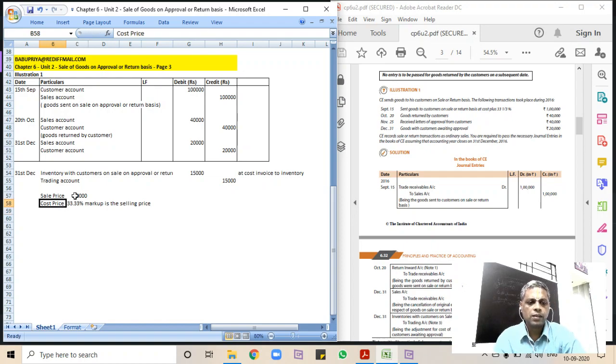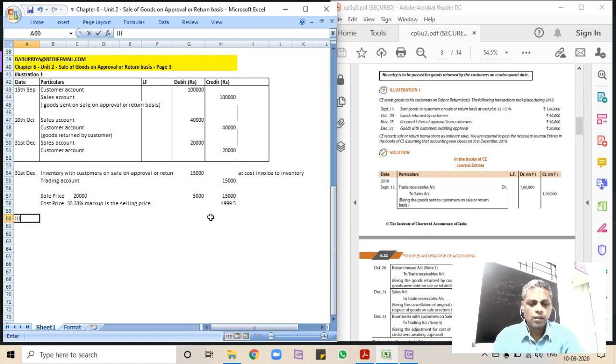Cost price 33%, 33.33% markup is the selling price. So we have seen in the higher secondary classes, if it is 1/3 on cost, it's 1/4 on sales, right? So that is equal to 20,000 into 1/4, divided by 4. 5,000 will be the profit that is inbuilt, and the cost that should be taken is 15,000. If we see this 15,000 into 1/3, into 33.33 percentage, 4,900, just 5,000 rupees. So that is how it should be calculated.